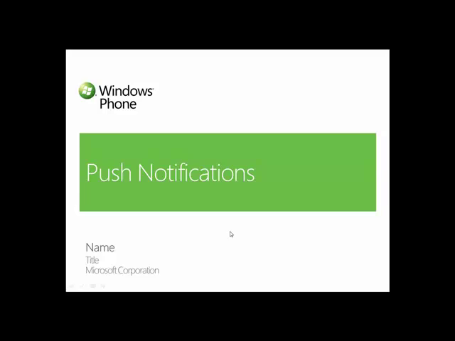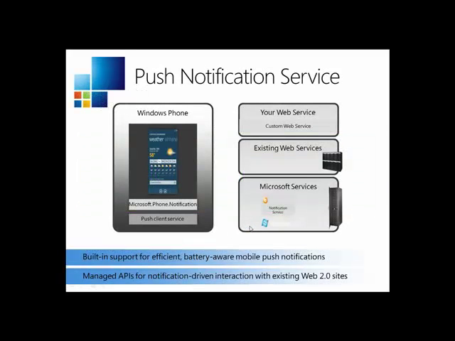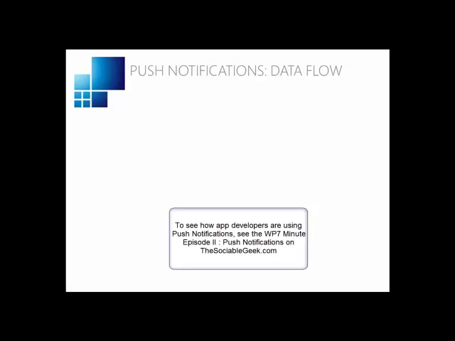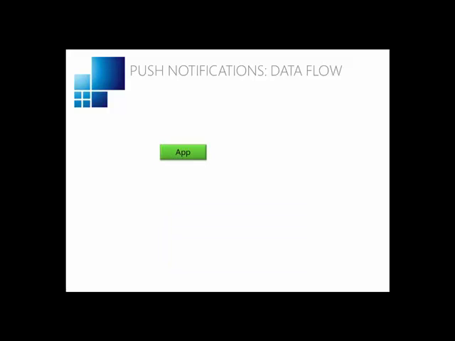Okay. So as I discussed in the first part of this course, live tiles are a very unique feature to Windows Phone 7 and something that you're going to want to take advantage of. And to take advantage of that, you have to understand push notifications for the phone. So let's go over the data flow of how they work so you understand how easy it possibly is. You build an app that wants to do push notifications to the phone.